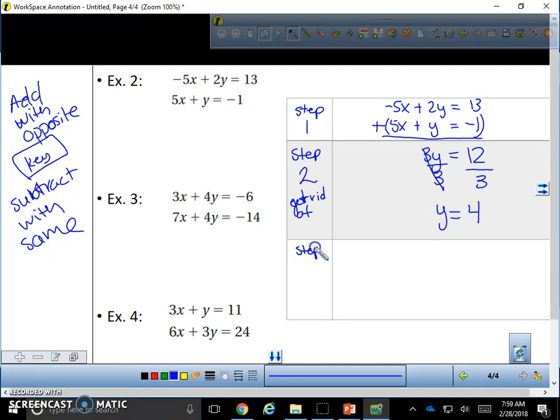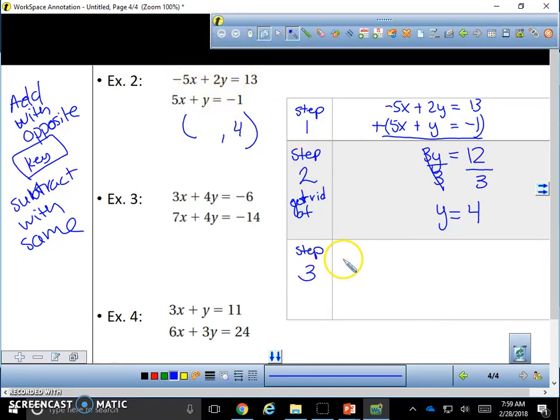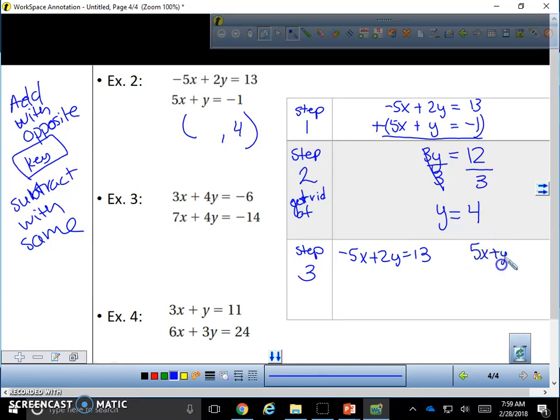Now into step 3, let's solve for x. So y is 4. Step 3, take your original equations of negative 5x plus 2y equals 13 and 5x plus y equals negative 1. Plug in what you know. We know what y is. So we plug it in. Negative 5x plus 2 times 4 equals 13, and 5x plus 4 equals negative 1.